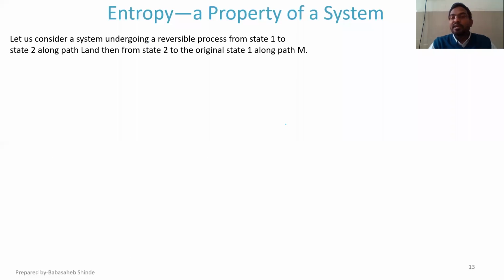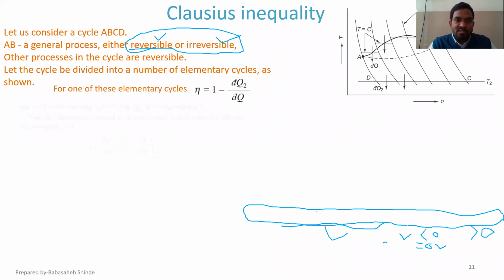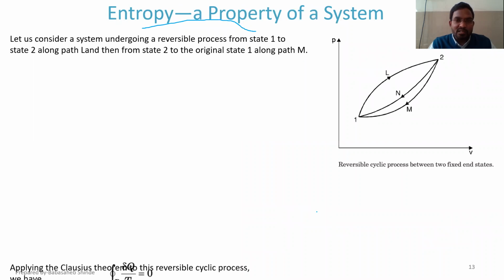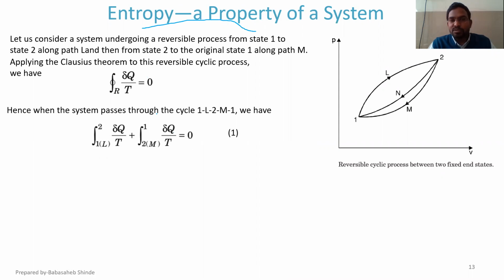Okay. Next, now we are going to prove entropy as a property of system. We already used this one since entropy is a property and cyclic integral of any property is 0. Actually, we have seen this point earlier, but this is a little bit confusing one. Why confusing? Because we need to use this cyclic integral of dQ by T is equal to 0 also, and we need to prove that entropy is a property of system also. So it is like one is dependent on the other one. No issue. Let's discuss it over here.